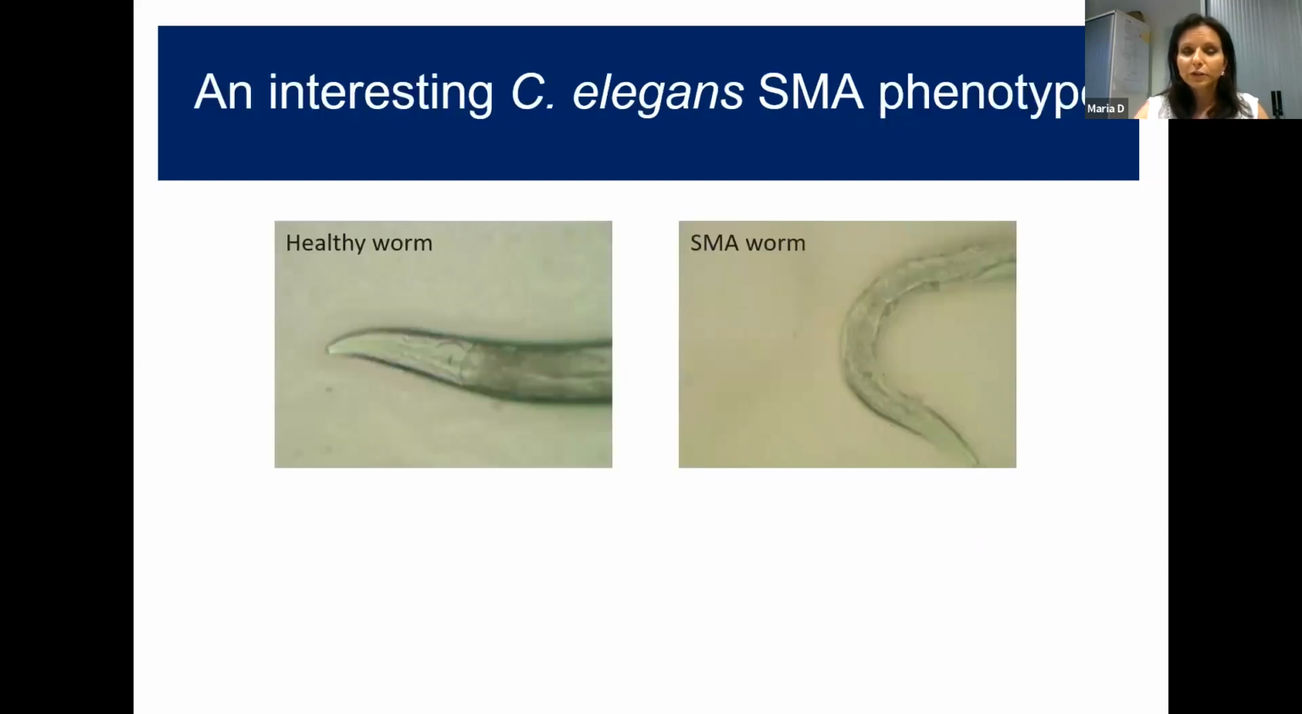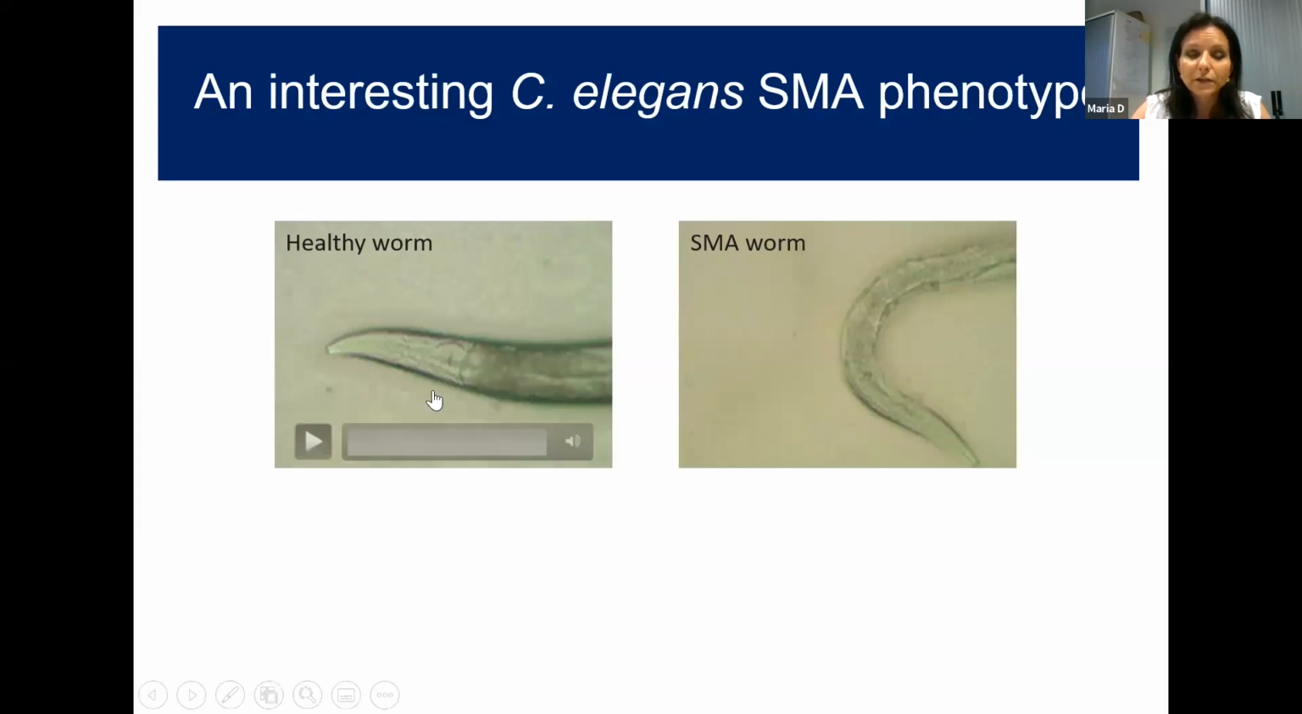All right, if you want to model something in C. elegans, it has to be very relevant to the human disease. So if I tell you, for example, that the SMA C. elegans worms look much shorter, you might think that's not very exciting, Maria, because I'm interested in the muscles and neurons. So what I need to do here is find phenotypes that are specifically related to a neuromuscular phenotype, because this is going to be very similar to humans as well.